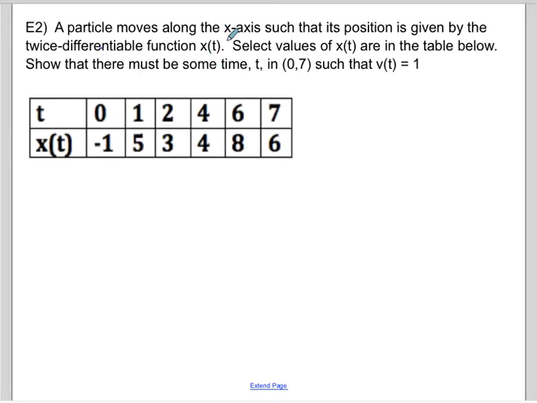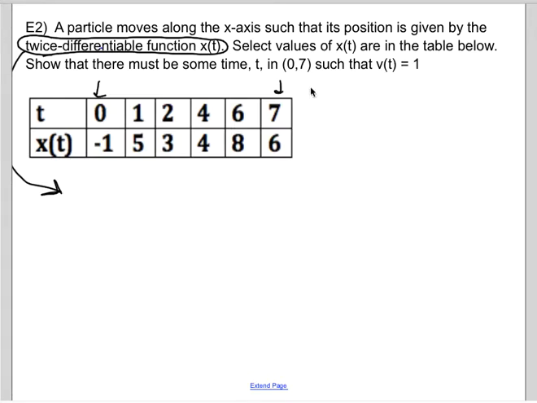All right, so a particle moves along the x-axis such that its position is given by the twice differentiable function x of t. Okay, so this is important information, and we're going to talk about why in a second, because you're going to have to justify that the MVT applies. Select values of x and t are given in the table below. Show that there must be some time between 0 and 7 such that v of t equals 1.